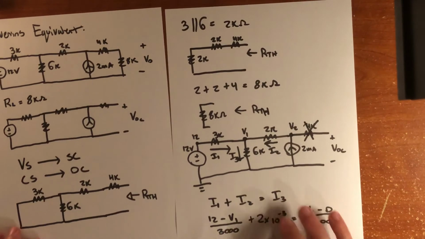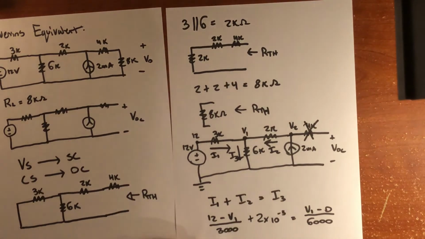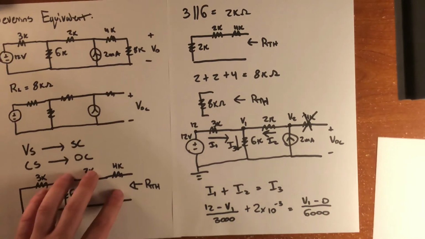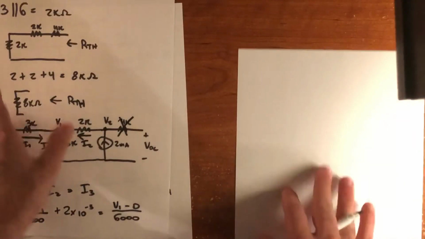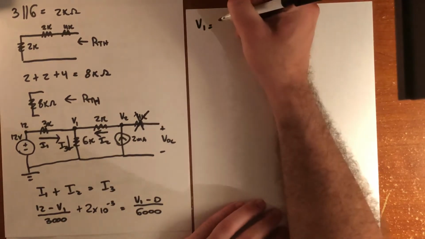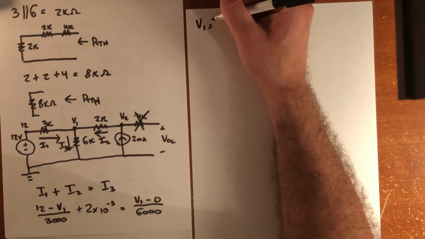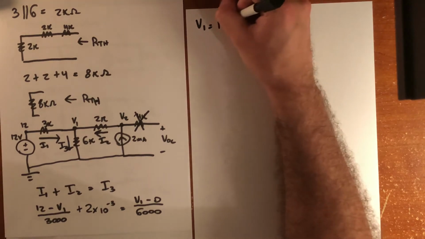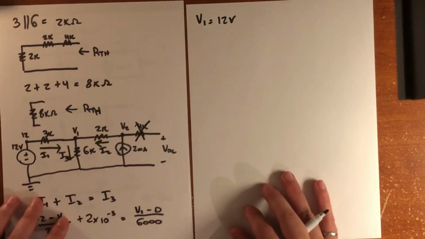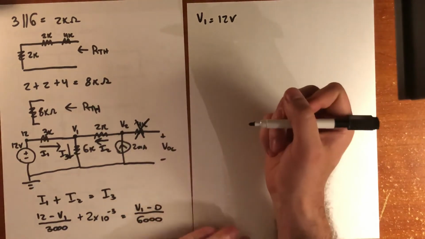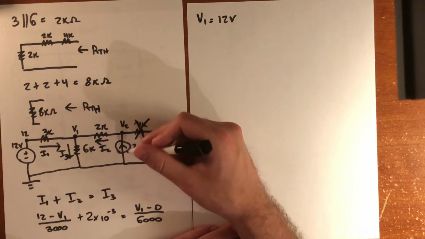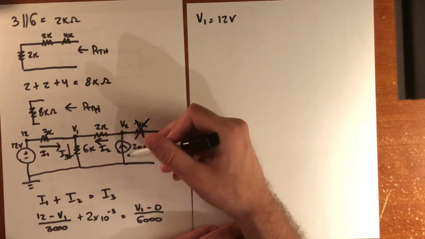Okay, so now we have a nodal equation. And as we can see, we can actually isolate for V1. So let's go ahead and isolate for V1. V1 ends up being equal to 12 volts. Okay. Well, V1 is equal to 12 volts, but we want to find VOC. VOC is just equal to V2, right? It's the voltage across this current source right here.